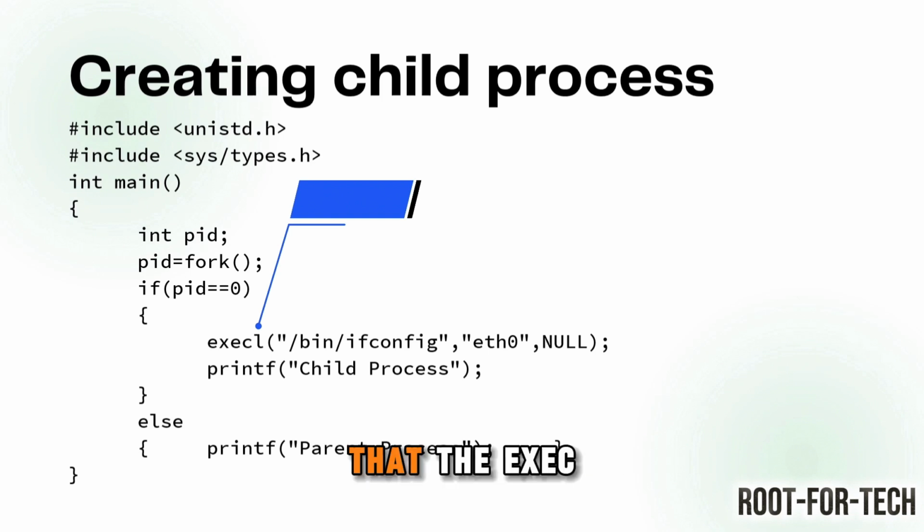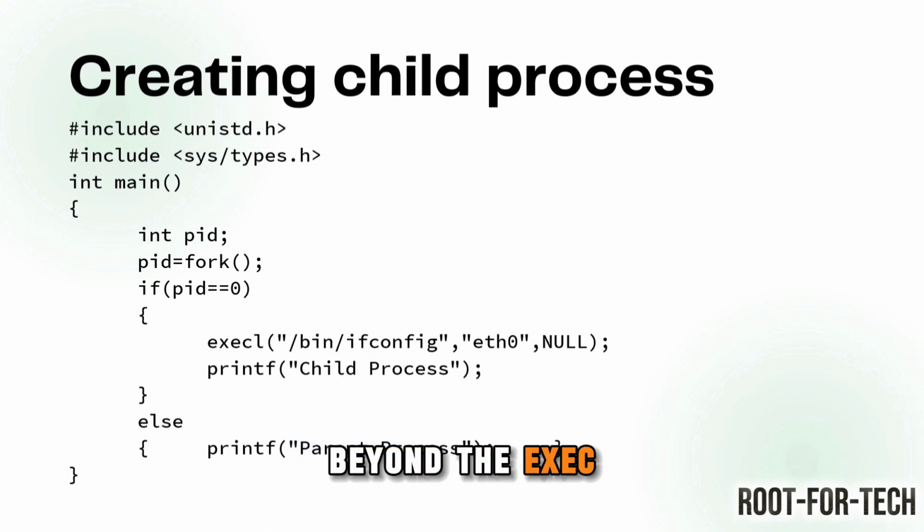You have to understand that the exec function replaces the calling process's memory with its own code and data. Here the calling process is the child process. Therefore, any statements beyond the exec function in the child process will not be executed. If the exec function was invoked without forking, then the main program memory would have been overwritten.